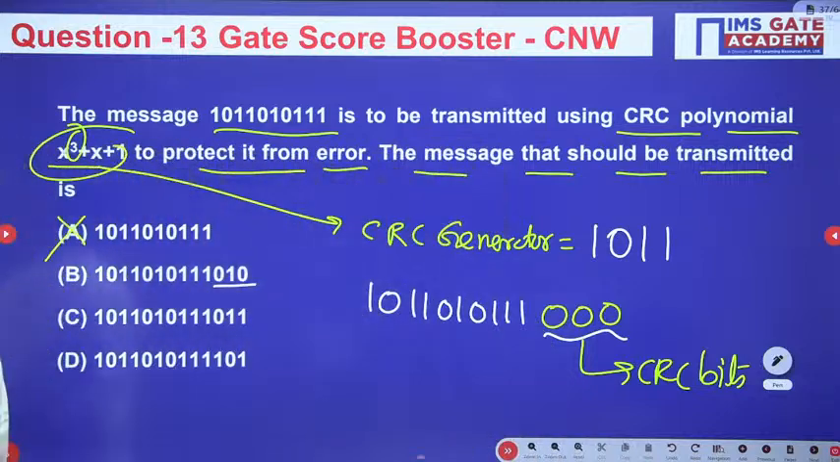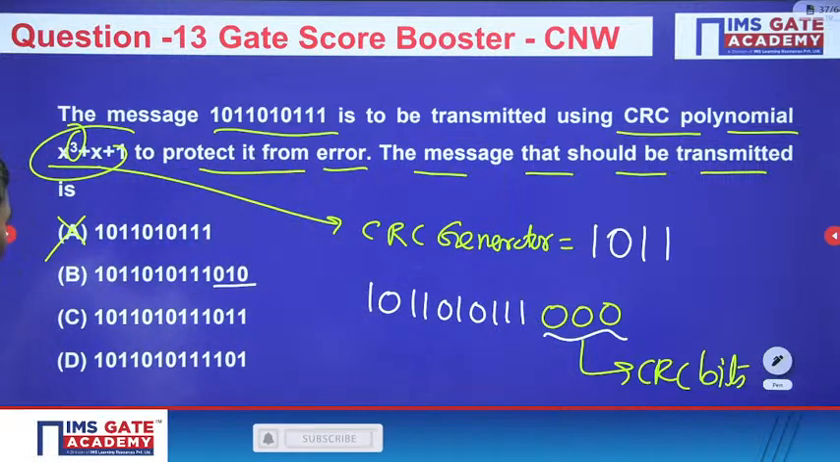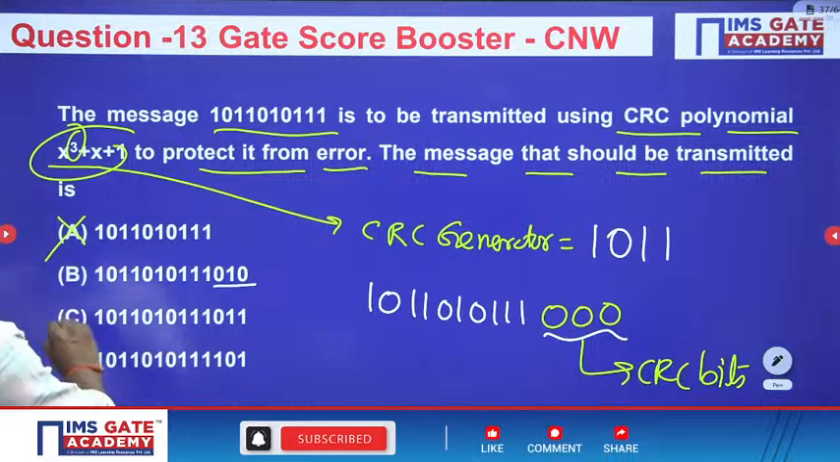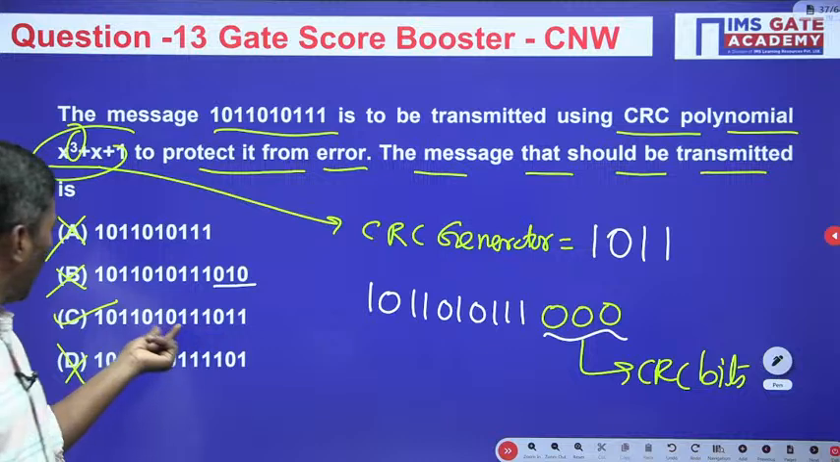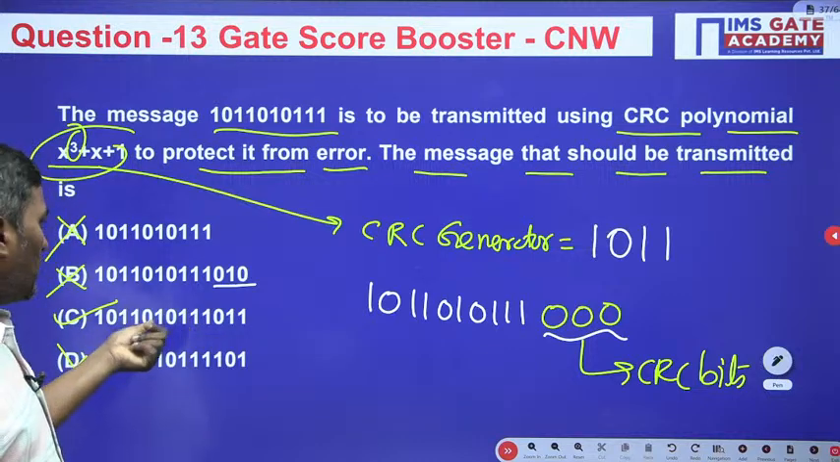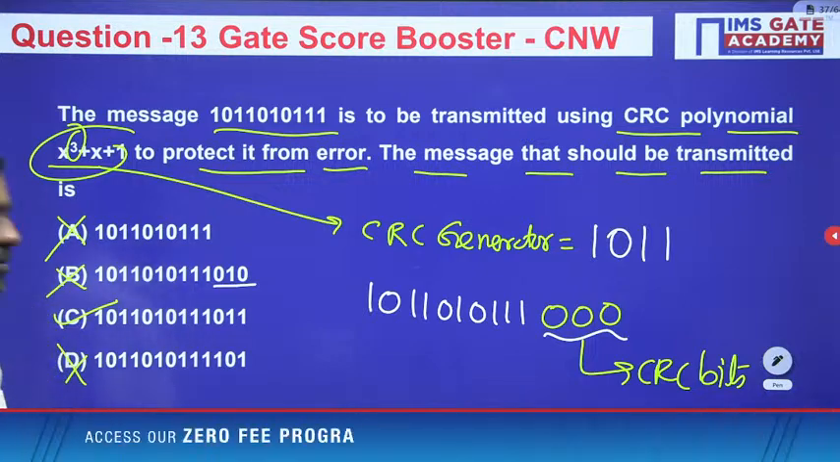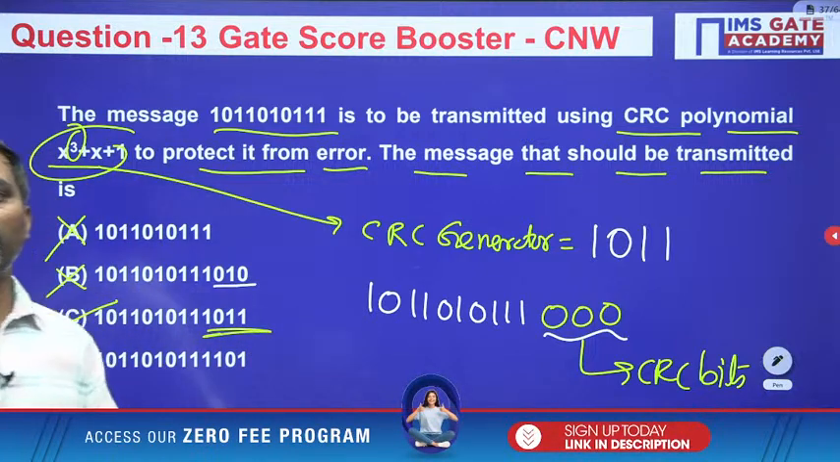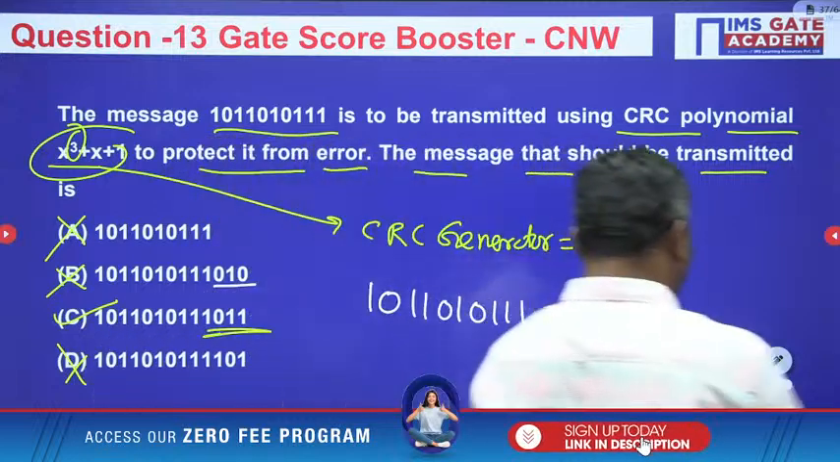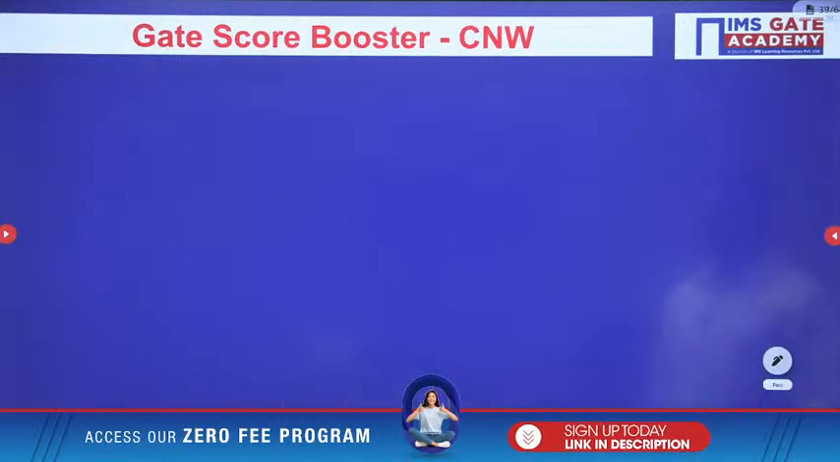Option B or C, ma'am? I think C, correct? C only, no? 111, 10110, 10111, 01 we got, 011. Yes, correct. Okay, move on to the next question.